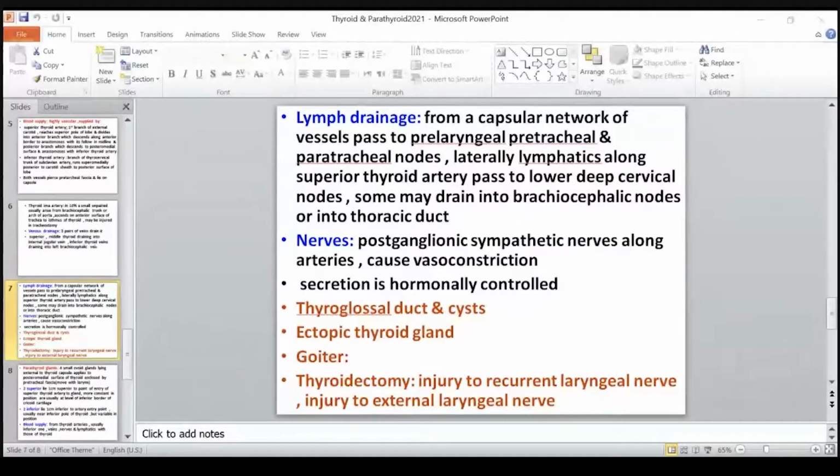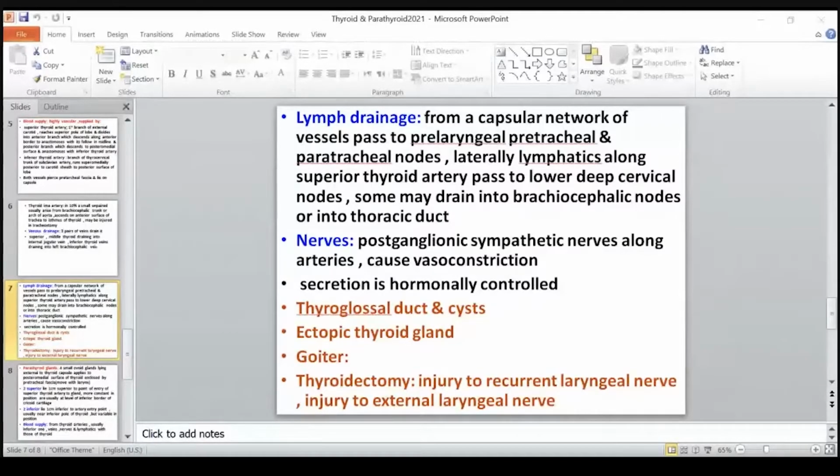Sometimes thyroid tissue might remain in the floor of the oral cavity, that is, in the foramen cecum of the tongue between the anterior 2/3 and the posterior 1/3 of the tongue. These we call ectopic thyroid gland, and they might function and produce thyroid hormone. But since they are not in their normal position, we call them ectopic or aberrant thyroid tissue.